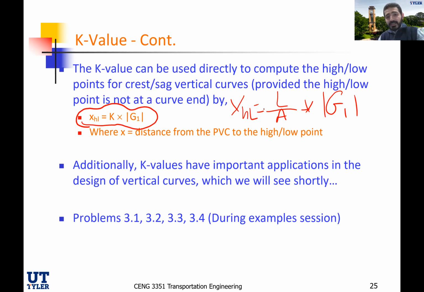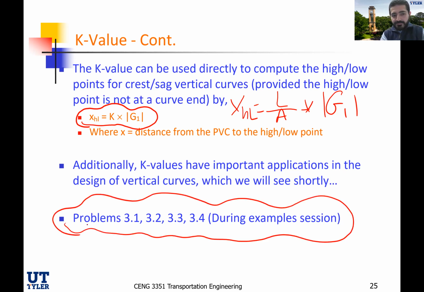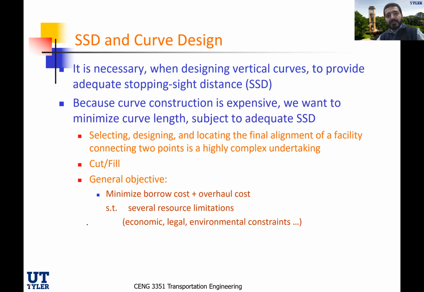Additionally, one of the important applications of K is to design the vertical curve, that I'm going to show in a little bit. Those problems, we are going to have a designated lecture before your first exam to go through example 3.1, 3.2, 3, and 4 to discuss and use the equations that we discussed today. All right. Now we've talked about the original equation that was used, which is the parabolic equation. Now, how can we link the sight distance, the stopping sight distance, to the curve design concept?